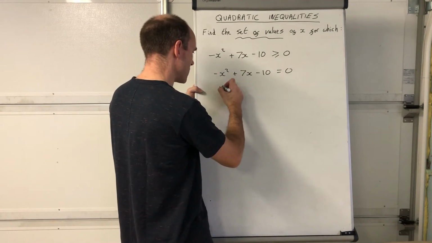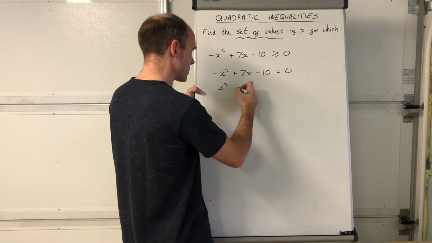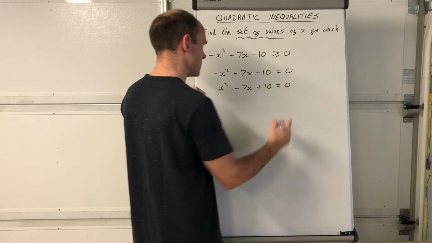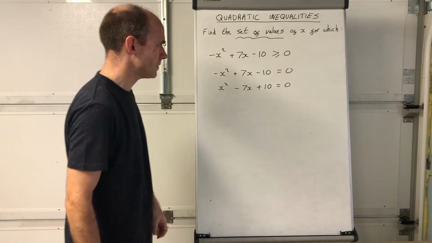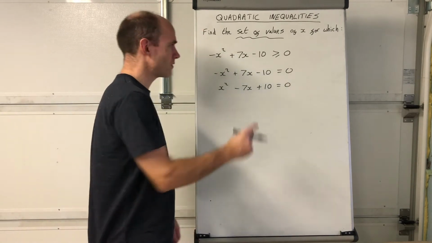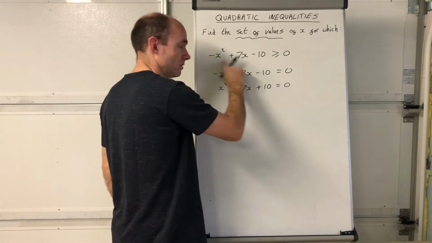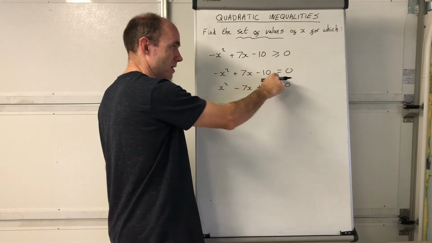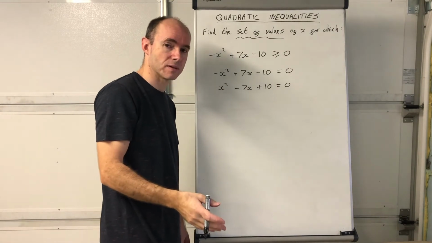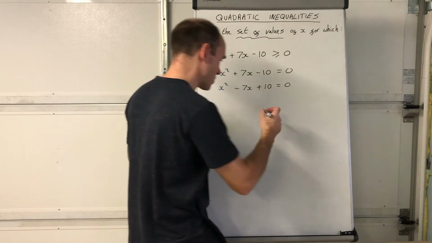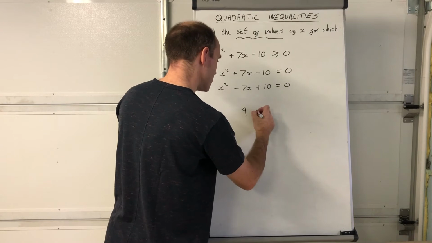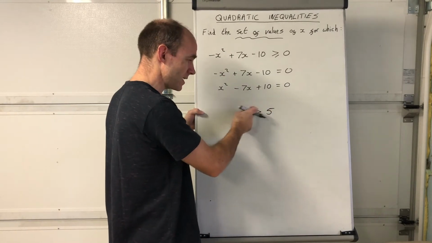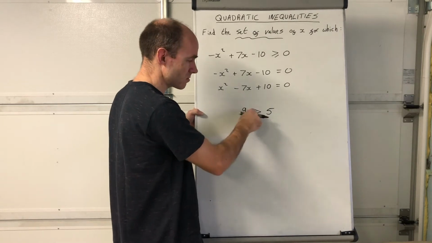If I multiply everything by -1, I get x squared subtract 7x plus 10 is equal to 0. Be very careful: if you multiply an inequality by -1, you'll have to flip the inequality around. Do you know why that is? Let me just show you quickly. I'm going to write down an obvious statement: 9 is greater than 5. If you double that, 18 is greater than 10. If you triple it, 27 is greater than 15.